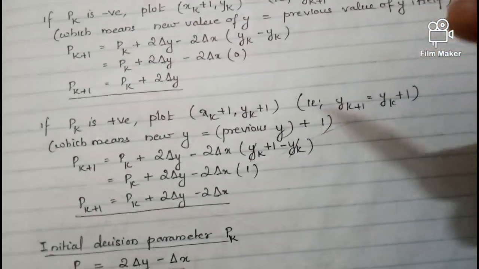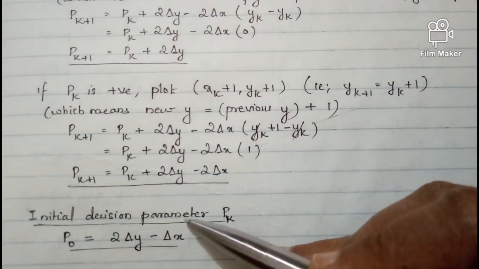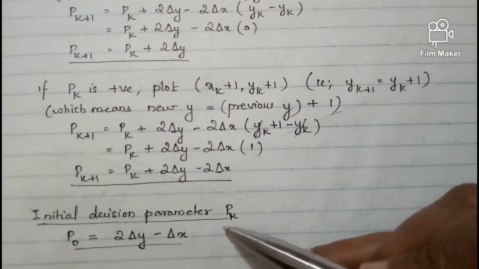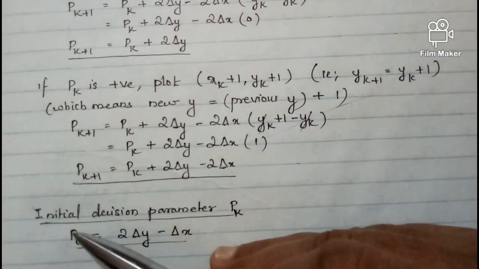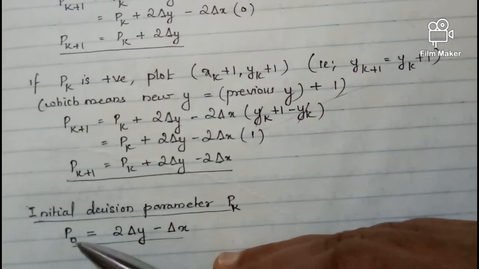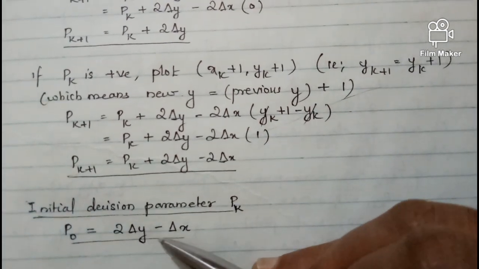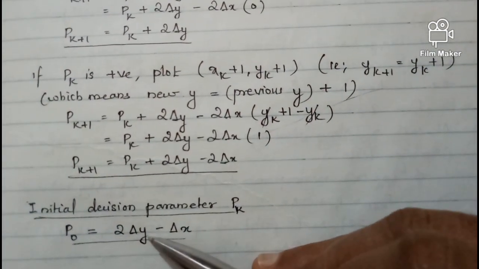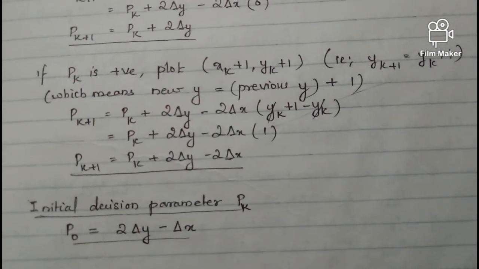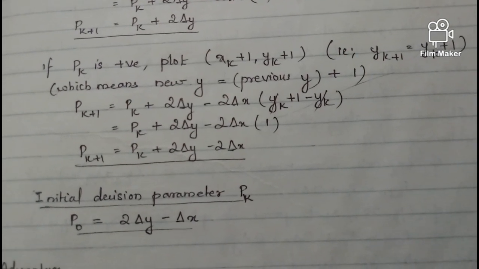Now to begin the algorithm, you need a starting decision parameter, and in the starting decision parameter k is 0. So the decision parameter can be represented as P0. P0 is the starting or initial decision parameter, and it can be computed using the equation 2 delta y minus delta x. So this is all about the derivation of equations in Bresenham's line drawing algorithm.